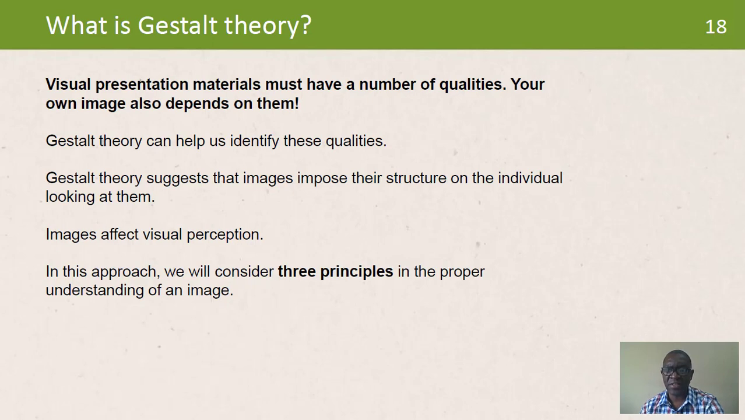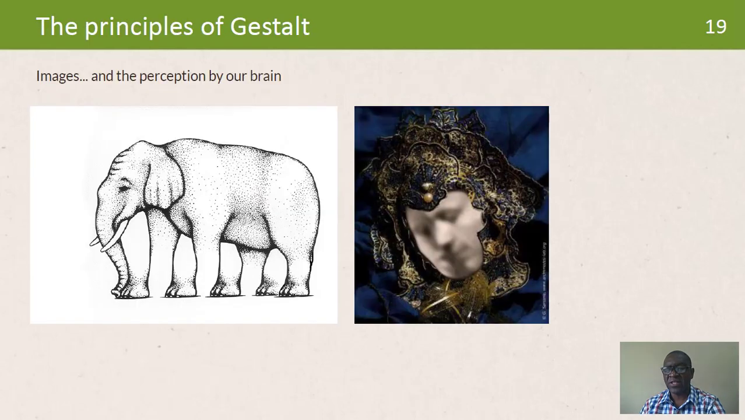Gestalt theory suggests that images impose their structure on the individual who looks at them. Images can act on visual perception and therefore on the understanding of a message. The forms chosen are not neutral, as they generate a number of implicit effects. They may disturb the quality of communication by introducing noise. In this paragraph, we will consider 3 principles involved in visual perception and therefore in the proper understanding of an image. How many legs does this elephant have?